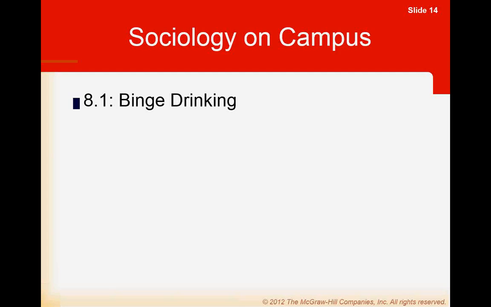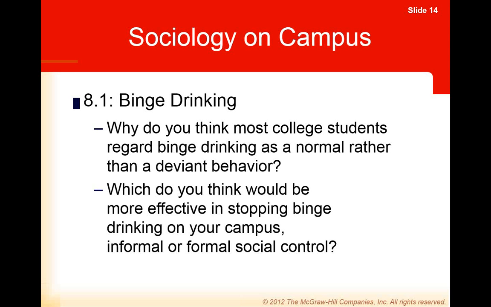So if we talk about college students regarding binge drinking as normal rather than deviant behavior, that simply reflects the fact that more college students go on binges of drinking than don't. And of course, informal social control would probably be more effective in stopping binge drinking than formal social control. If we actually got college students to believe that binge drinking should be deviant behavior, that it's not something that should be done, it would be much more effective at stopping it than writing laws prohibiting binge drinking.